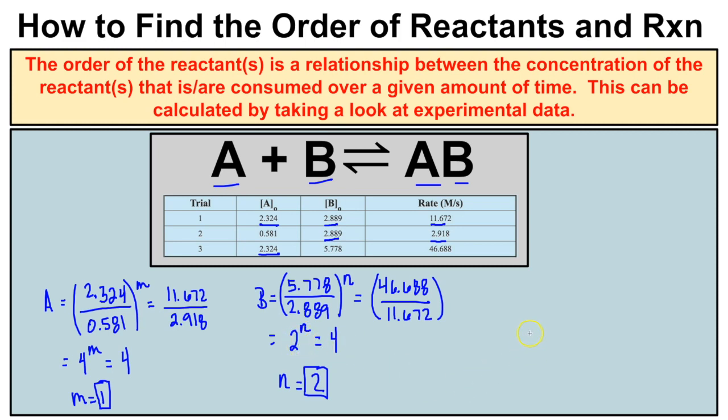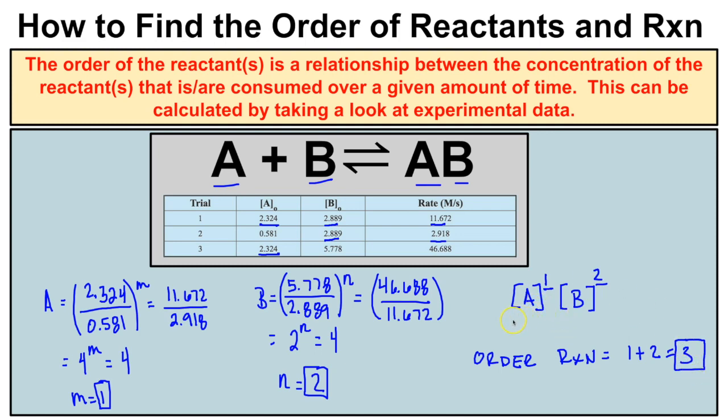So the order of reactant A is first order, and the order of reactant B is second order. And so what if we're asked to figure out the order of the reaction? To get the order of the reaction, it's simple. We simply take the order of A plus the order of B: 1 plus 2, which is equal to 3. So the order of our reaction, this is a third order chemical reaction.